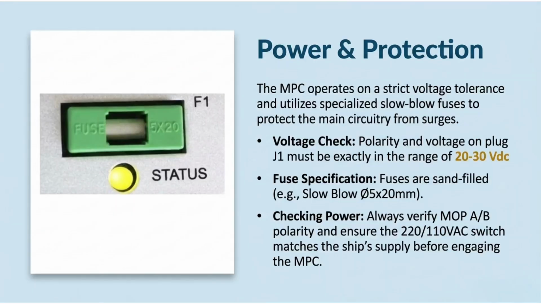The MPC operates on a strict voltage tolerance. The supply at plug J must measure exactly between 20 and 30 volts DC. The board is protected by specialized sand-filled slow-blow fuses. Always verify polarity and ensure the 220 to 110 volt AC switch matches the ship's supply before engaging power.